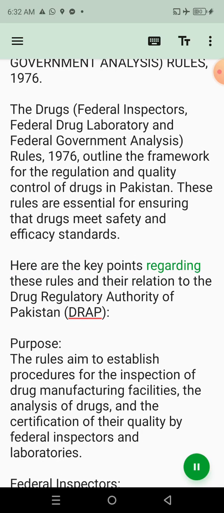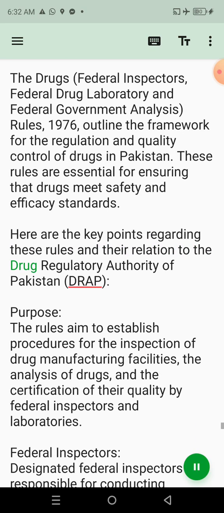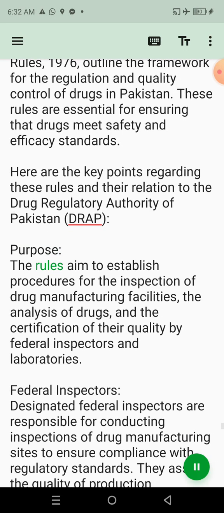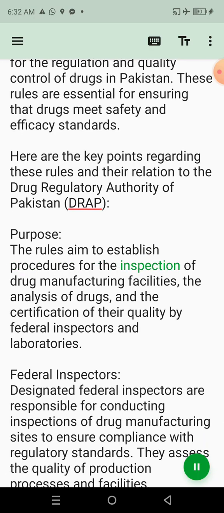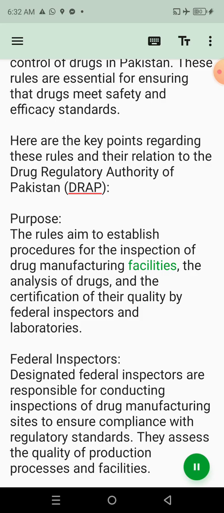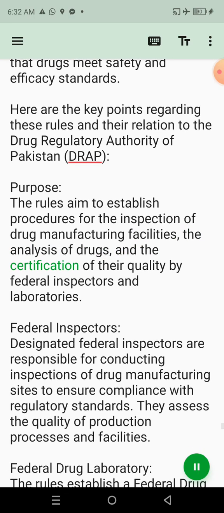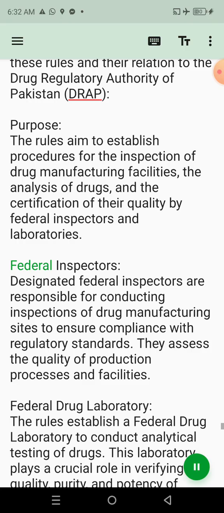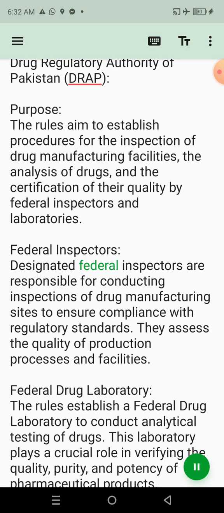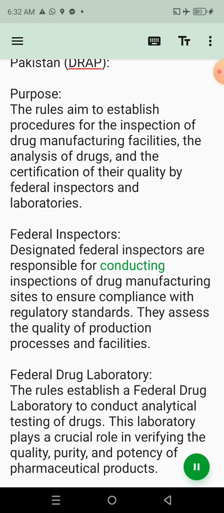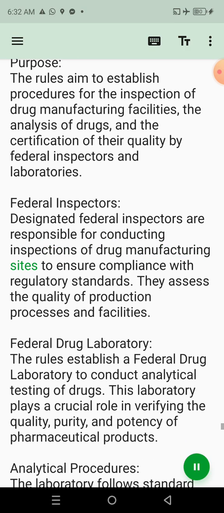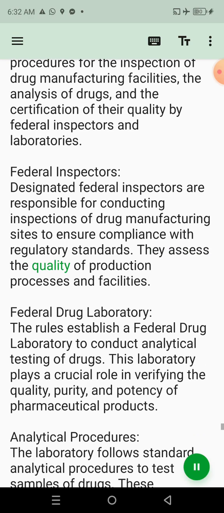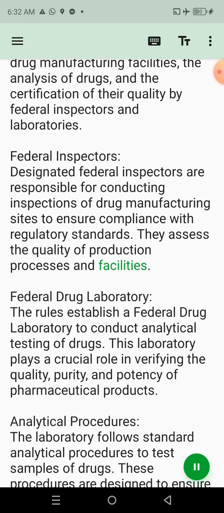Here are the key points regarding these rules and their relation to the Drug Regulatory Authority of Pakistan (DRAP). Purpose: the rules aim to establish procedures for the inspection of drug manufacturing facilities, the analysis of drugs, and the certification of their quality by federal inspectors and laboratories. Federal inspectors. Designated federal inspectors are responsible for conducting inspections of drug manufacturing sites to ensure compliance with regulatory standards. They assess the quality of production processes and facilities.